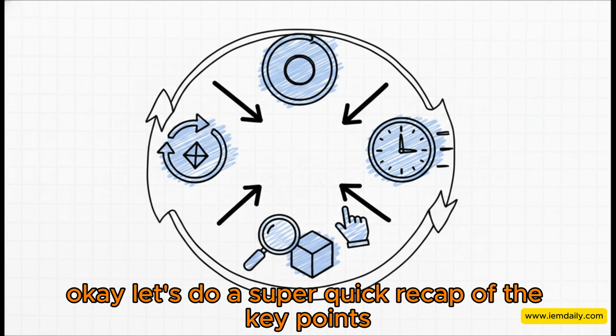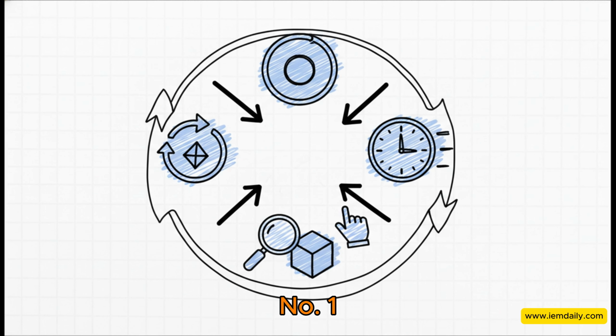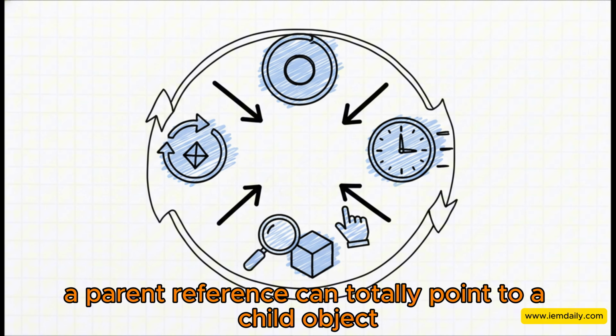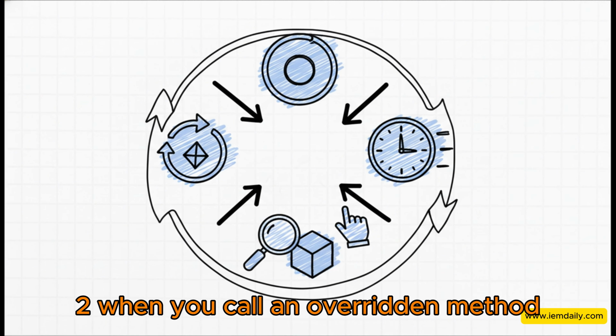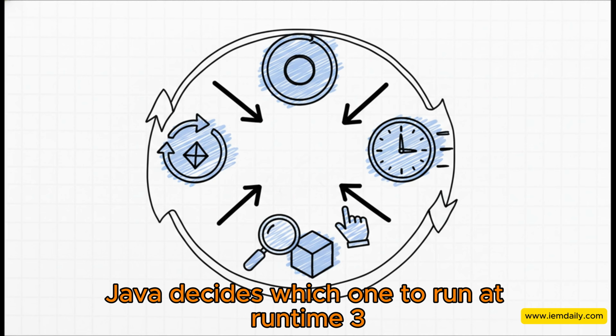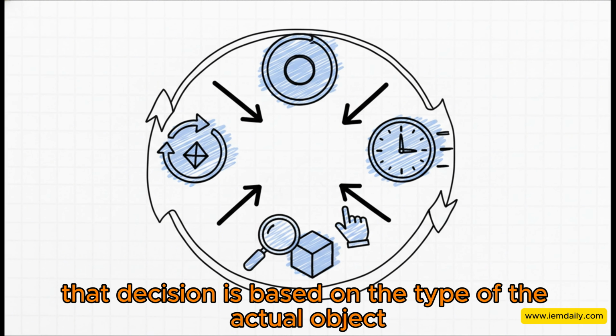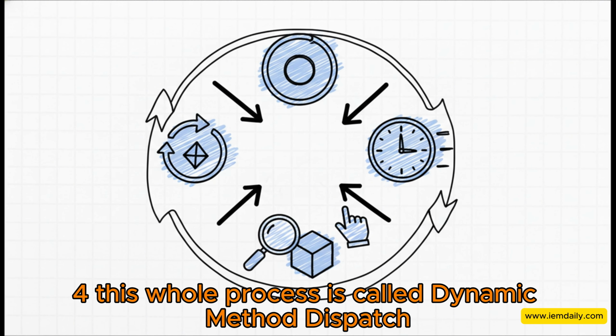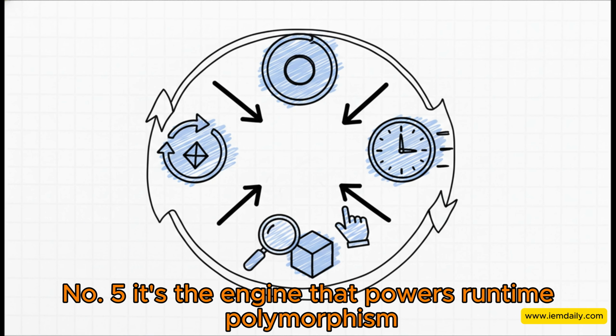Okay, let's do a super quick recap of the key points. Number 1. A parent reference can totally point to a child object. 2. When you call an overridden method, Java decides which one to run at runtime. 3. That decision is based on the type of the actual object, not the reference. 4. This whole process is called dynamic method dispatch. And finally, number 5. It's the engine that powers runtime polymorphism.